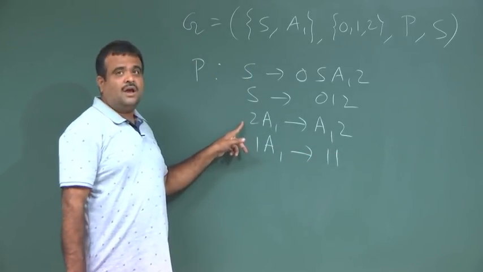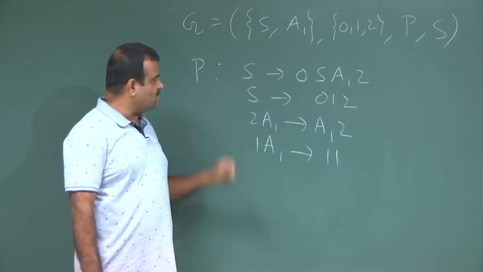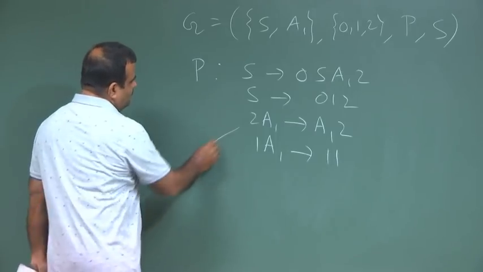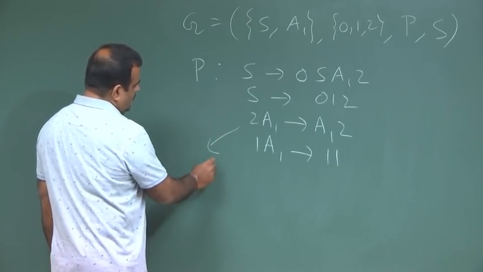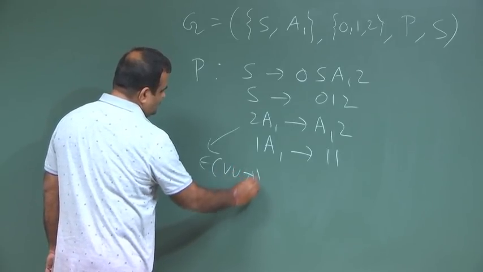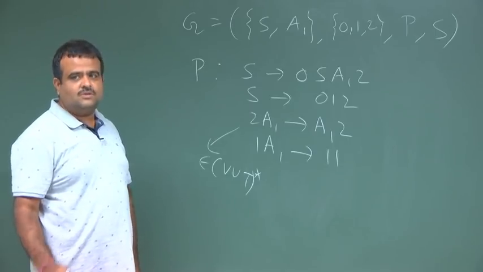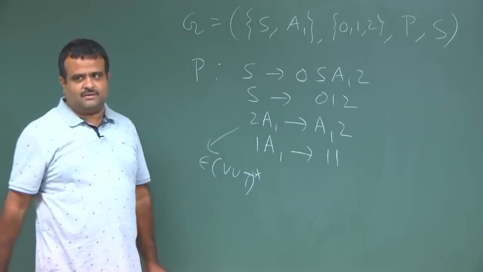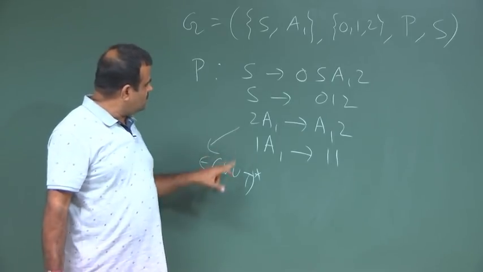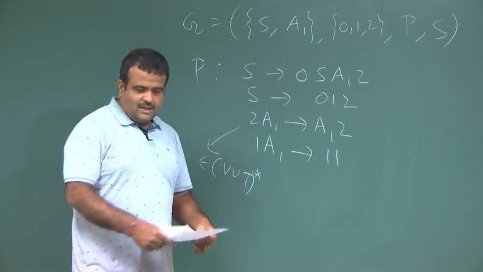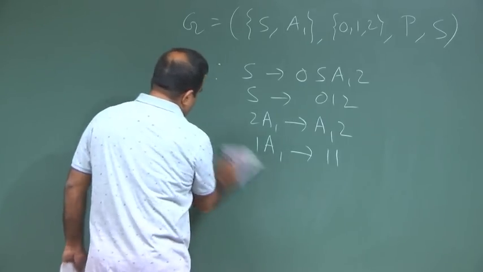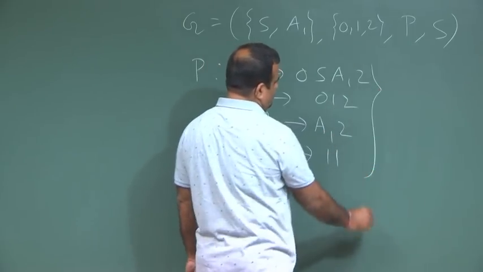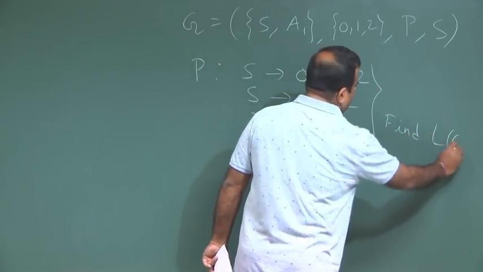This is something we have not seen yet, this type of production, because so far we have seen productions where the left hand side is a single variable, but here the left hand side is also a string consisting of variables and terminals. So, this is a different type of grammar which we do not often discuss, but anyway let us talk about which type of language it is generating. Suppose this is our grammar, then find the language generated by this G.